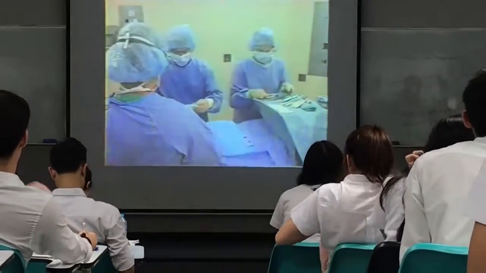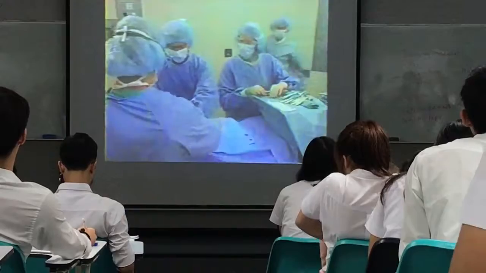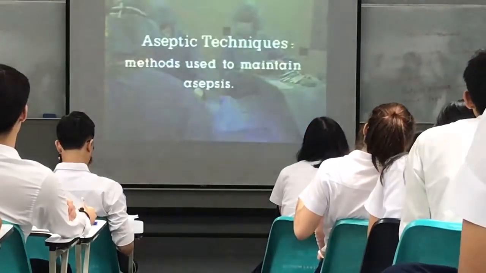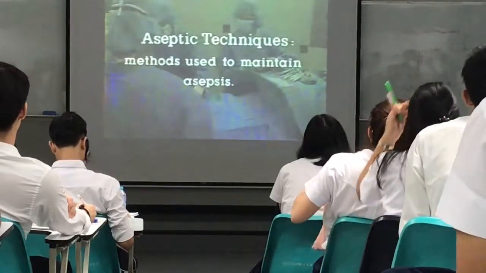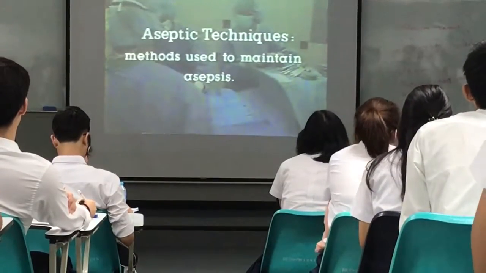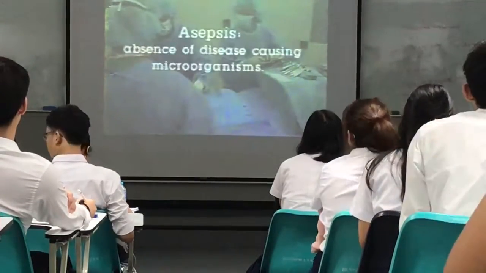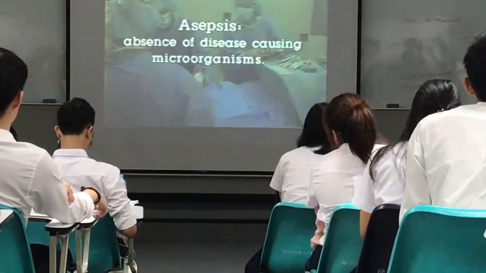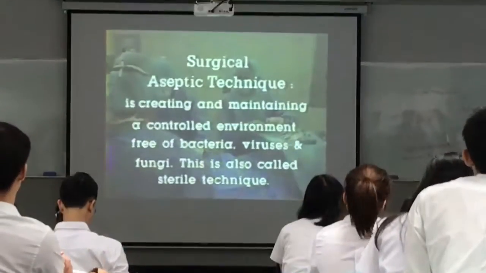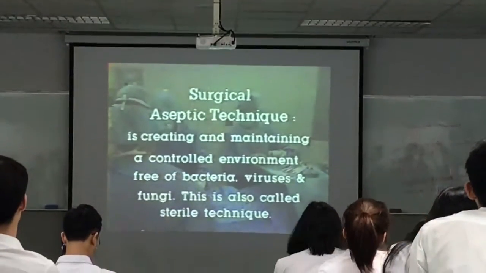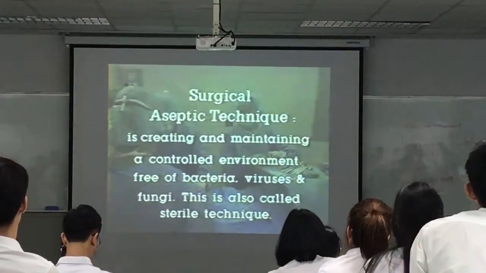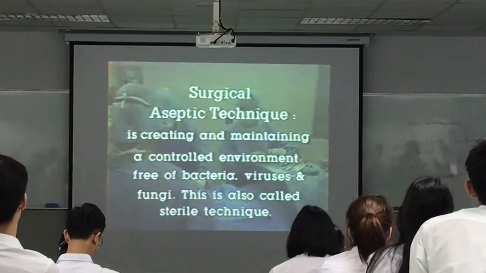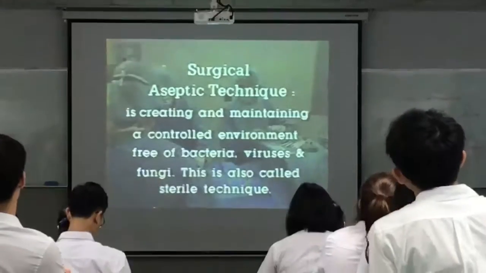An effective method of controlling infection in the operating room is through the use of aseptic technique. Aseptic techniques are the methods used to maintain asepsis. Asepsis is the absence of disease-causing microorganisms. Surgical aseptic technique is creating and maintaining a controlled environment free of bacteria, viruses, and fungi. This is also called sterile technique.